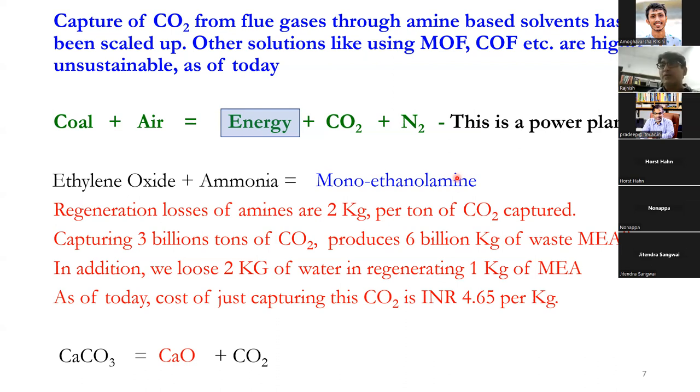So the only option for you is to capture CO2 in a material which already exists. Now, there is not that much material which already exists. One could always look at calcium carbonate, which can be dissociated into calcium oxide, and this calcium oxide can then react with CO2 to produce calcium carbonate. This is one approach, but I'm not too sure. I have not done a life cycle analysis of whether this is a better approach compared to MEA or not, but this could be another approach.